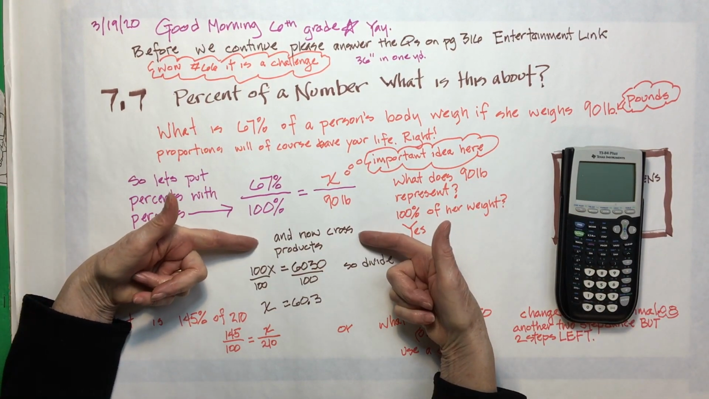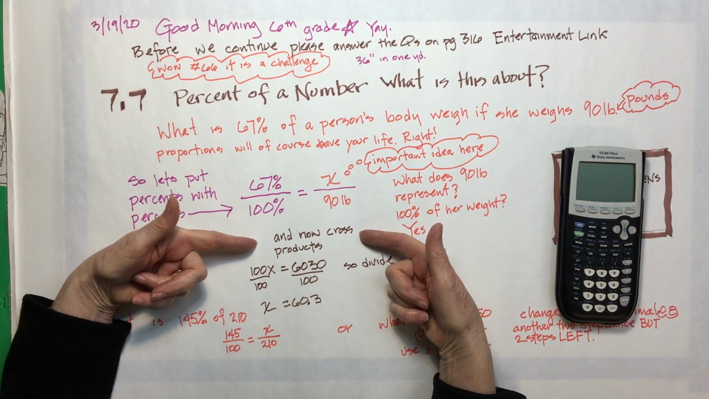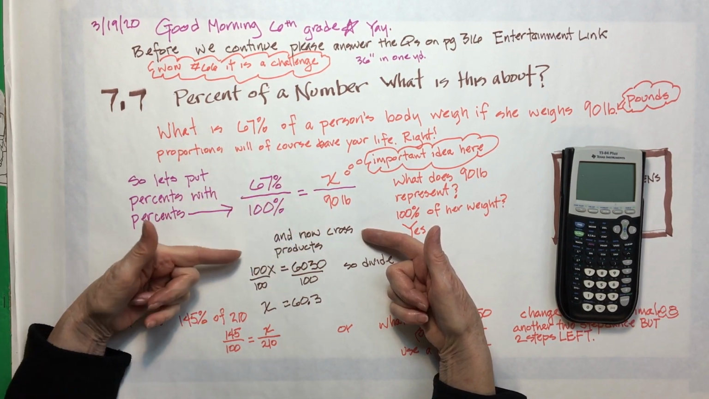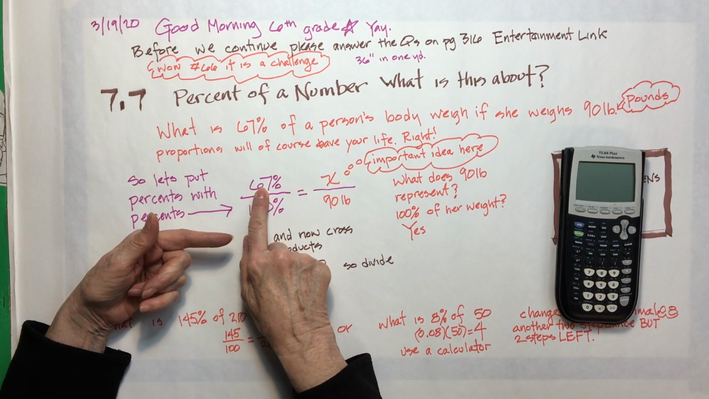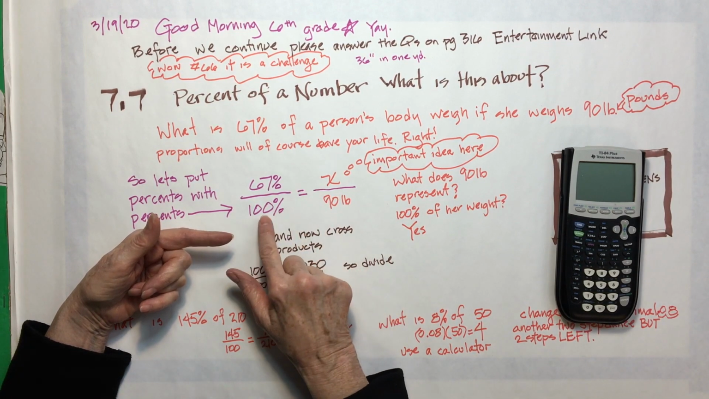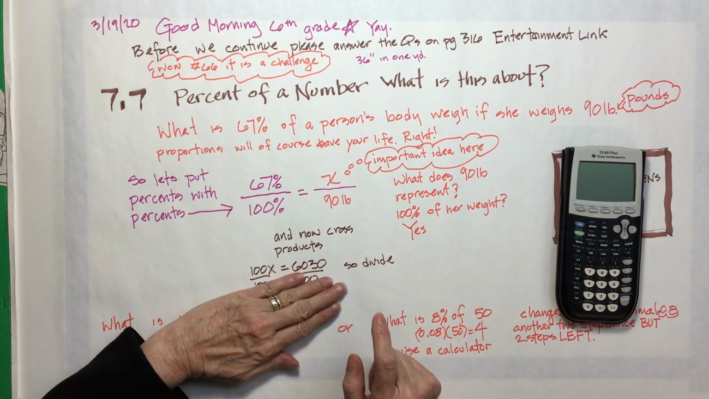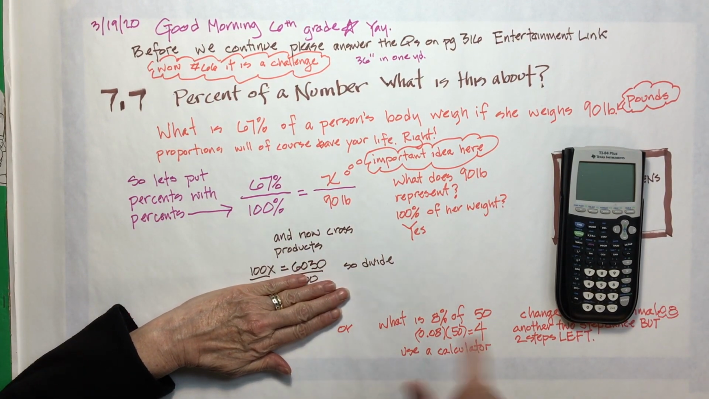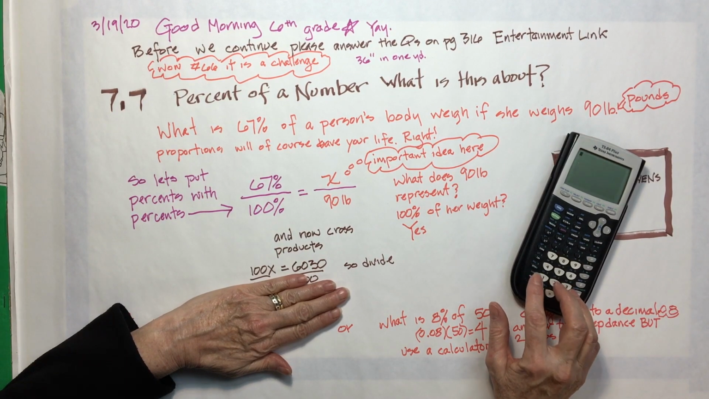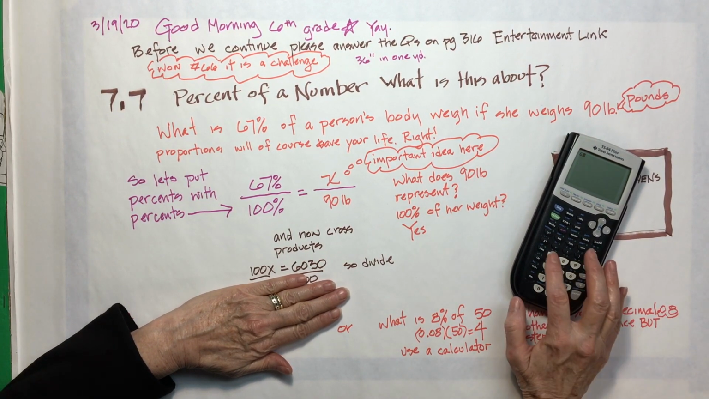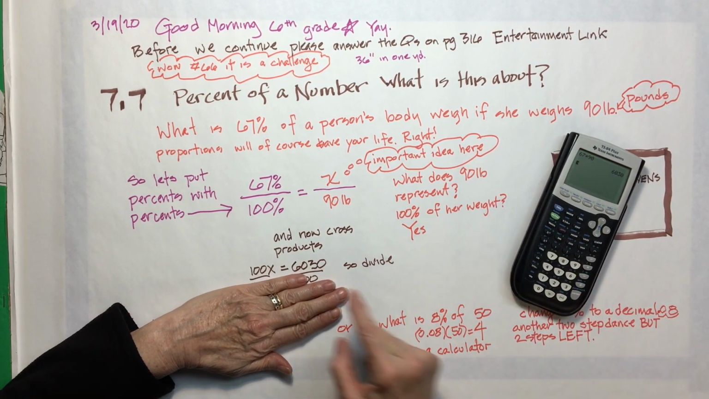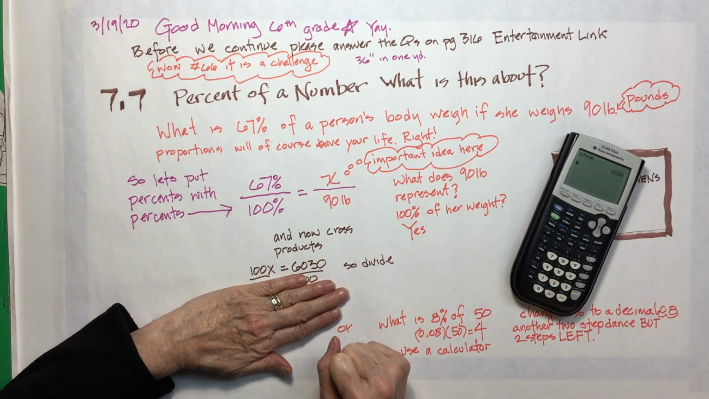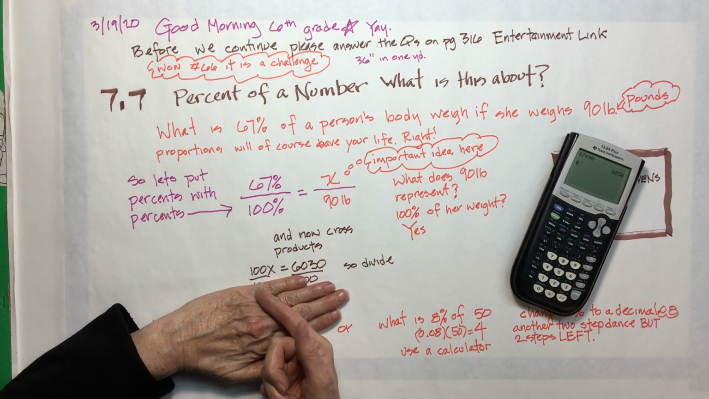Now we're going to use cross products, otherwise known as the butterfly method. I really think that is the easiest way to go about it right now. So what am I going to do? I'm going to go 67 times 90, and I'm going to do 100 times x. So I get 100x equals, and I'm going to turn on my calculator and do this times 90. 6,030. But I'm going to divide both sides now by 100.